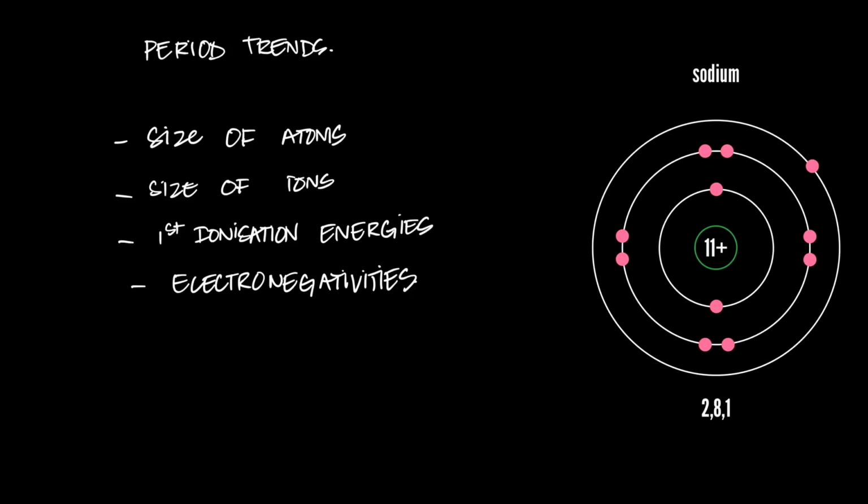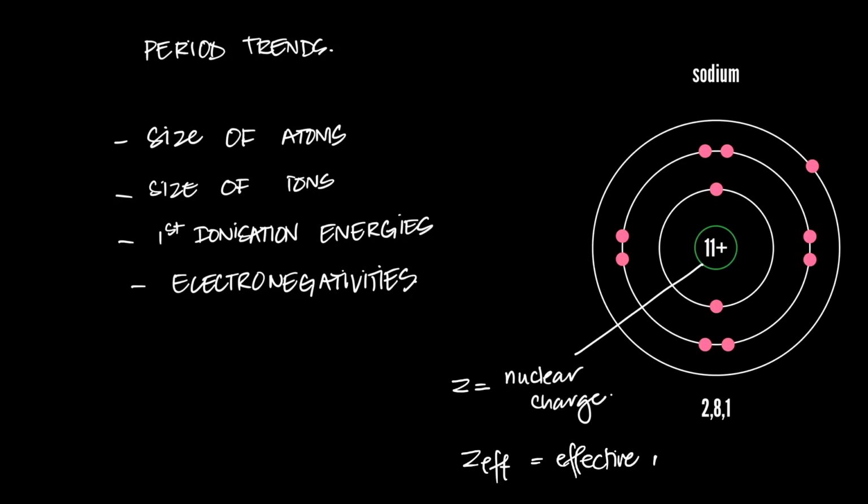A few terms that will come in handy are: one is the fact that the charge of the nucleus is called nuclear charge. Nuclear charge just refers to the number of protons in the nucleus. If Z is used to denote that, then Z_eff is one way to talk about effective nuclear charge. It's something that we mentioned in the last video, and I will talk about it again.